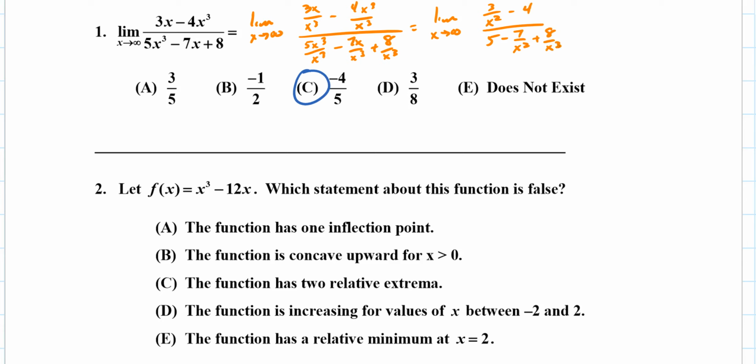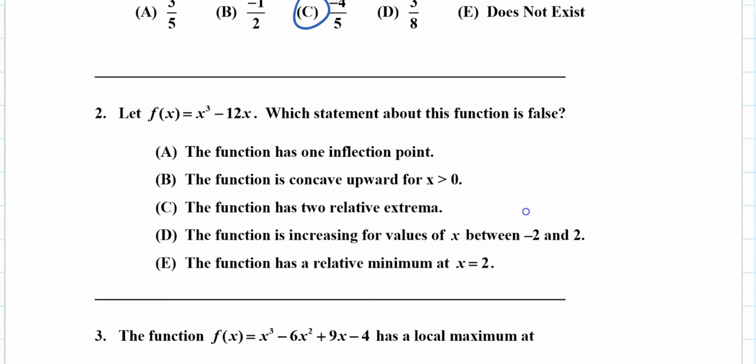And what that does for us is now we have our powers in the denominator, and as we evaluate this with x going to infinity, 3 over some really large number goes to 0. On the bottom, -7 over some really large number goes to 0, and 8 over some really large number goes to 0. So I'm left with the limit as x goes to infinity of -4/5 because everything else went to 0, and the limit of a constant is the constant, in this case -4/5.